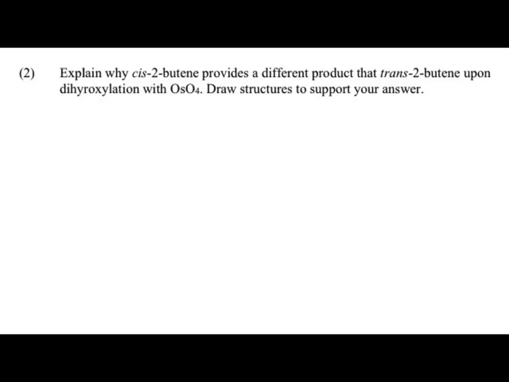So let's go to the next one. Explain why cis-2-butene provides a different product than trans-2-butene upon dihydroxylation with osmium tetroxide. Draw structures to support your answer. So basically, just draw the starting material in the middle. Do both reactions and show me what products you get, and then that will explain.